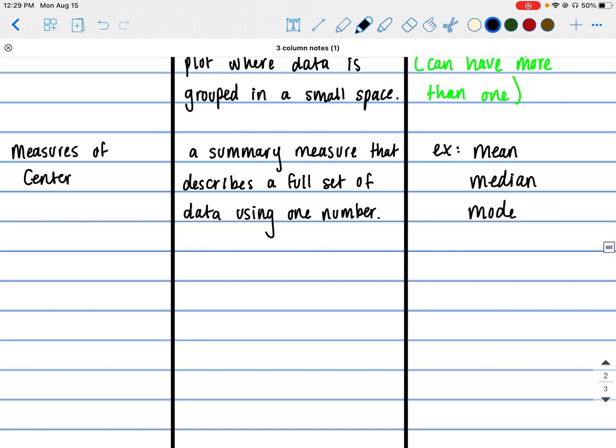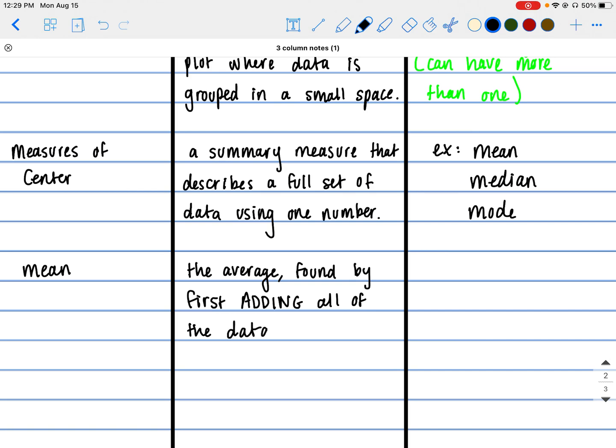So let's talk about mean to start. Mean. All right, so a mean, if you've ever heard that before, the mean is the average. And how do we find that? That is found by first adding all the pieces of data. So you first add, I'm going to put that in caps so you know, all of the data points. Then dividing by how many there are.